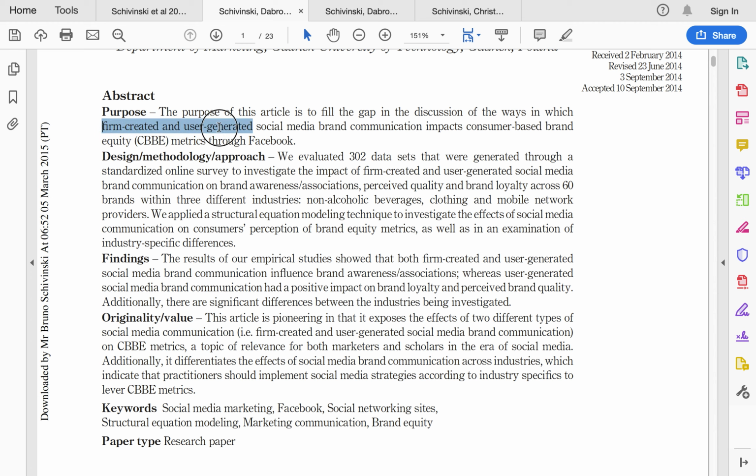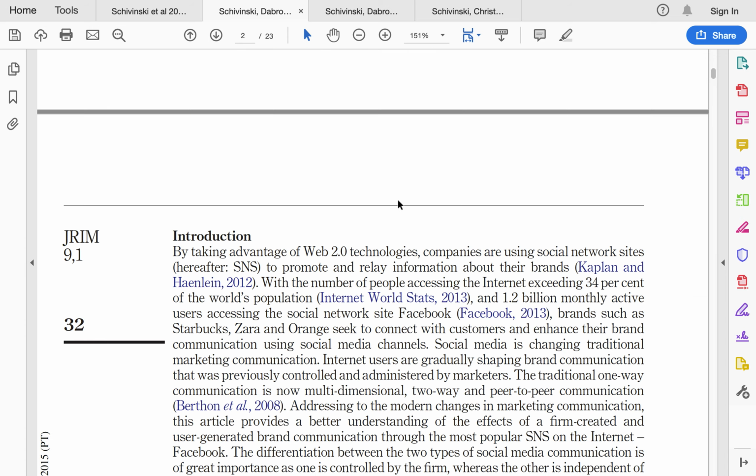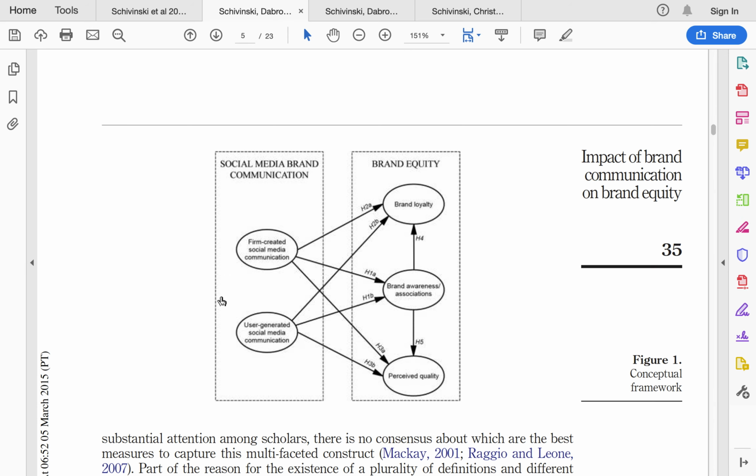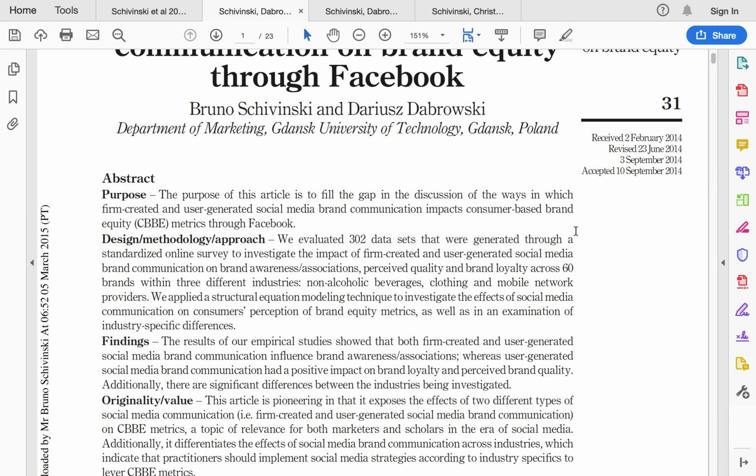I'm mentioning here, firm-created and user-generated social media brand communication influencing consumer-based brand equity metrics through Facebook. If you check the model itself, you're going to have firm-created and user-generated social media communication, or social media brand communication right here, as I kind of name the two of them, and brand equity, okay? This is something I already addressed in the video with the scales and the conceptual model. So this is the purpose of the paper, okay, is to check this, nothing else, okay? So it should be reflected right there in the purpose.